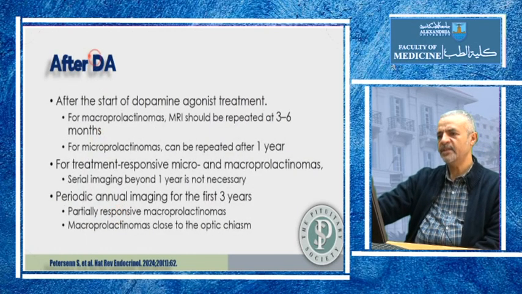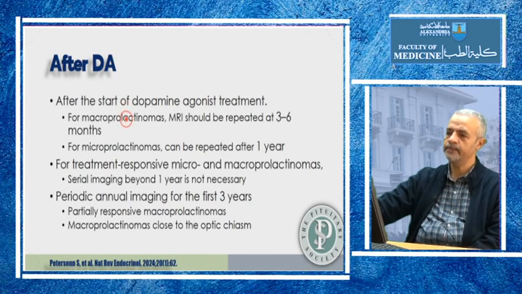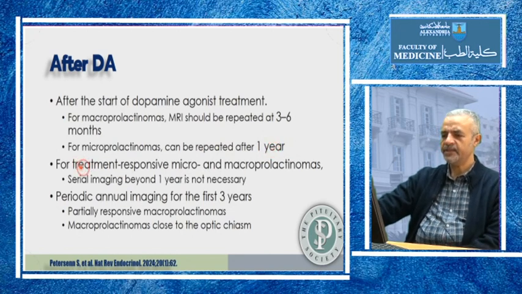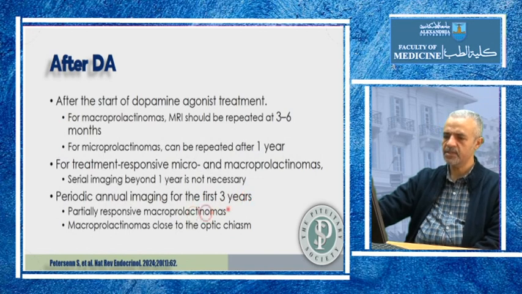If you have started a dopamine agonist as medical treatment for a prolactinoma, you have to follow up with an MRI for macroprolactinomas within 3 to 6 months, and for a microprolactinoma after 1 year of start of medical treatment. If you classify your patient as treatment responsive, no imaging is indicated beyond the first year of medical treatment. However, you have to perform an annual imaging for the first 3 years in 2 categories of patient: if the patient is classified as partially responsive, or if the patient is suffering from a macroprolactinoma that is close to the optic chiasm.